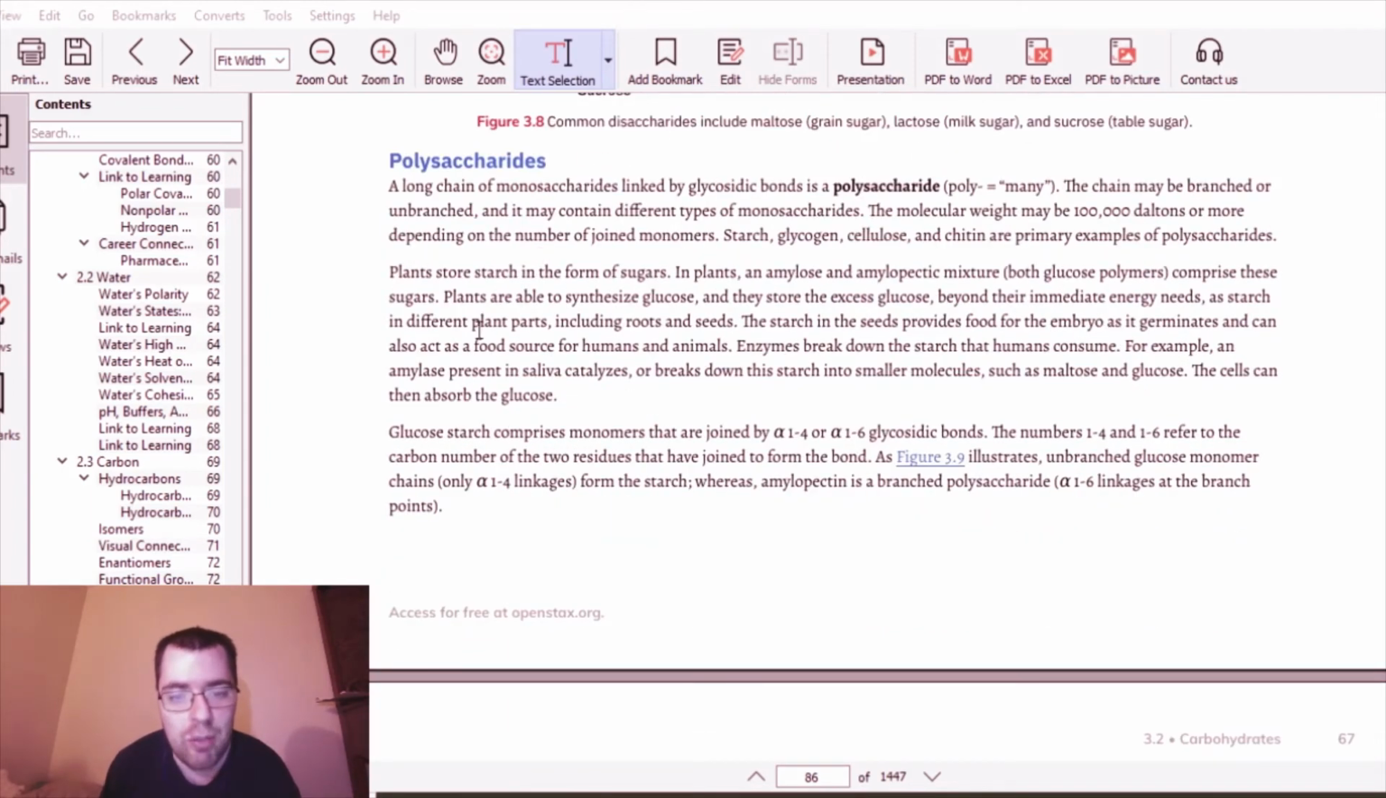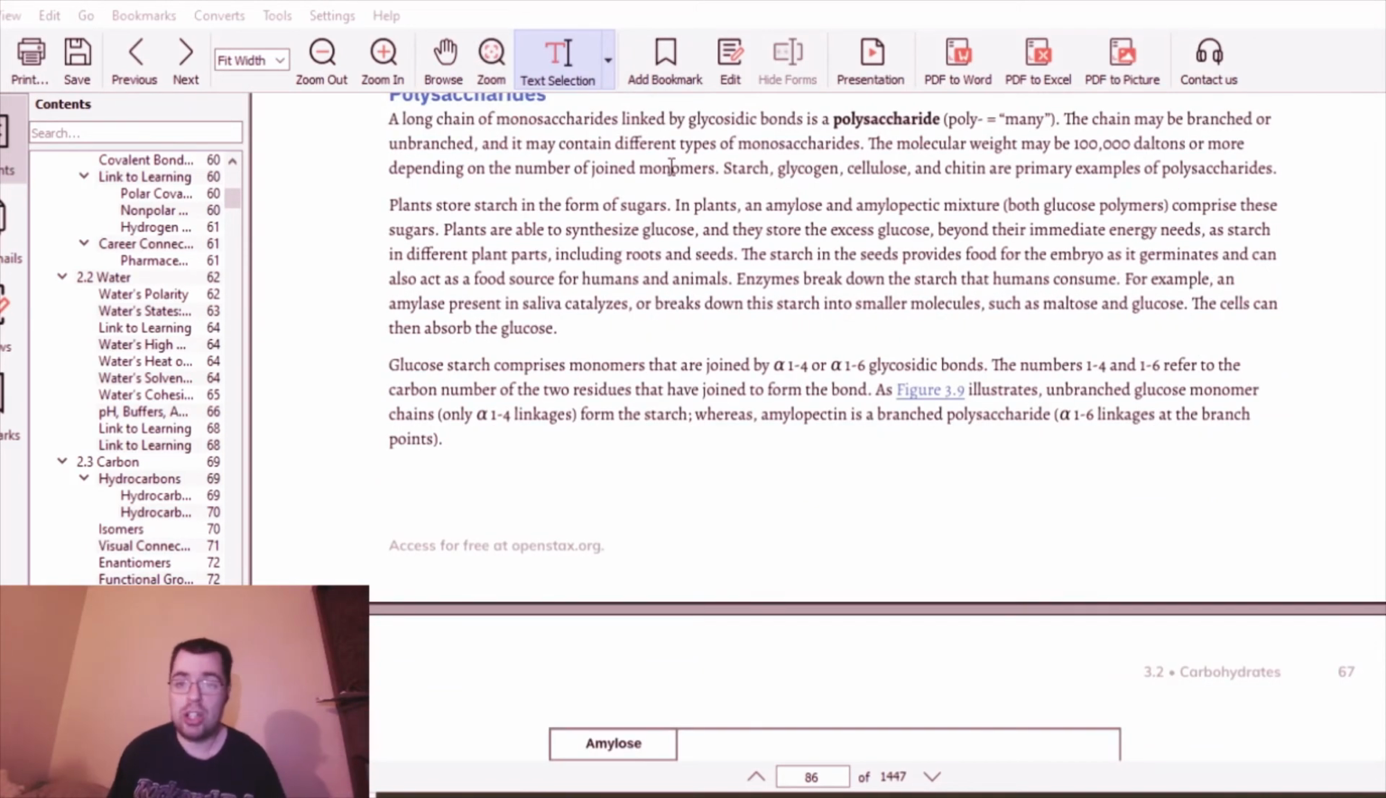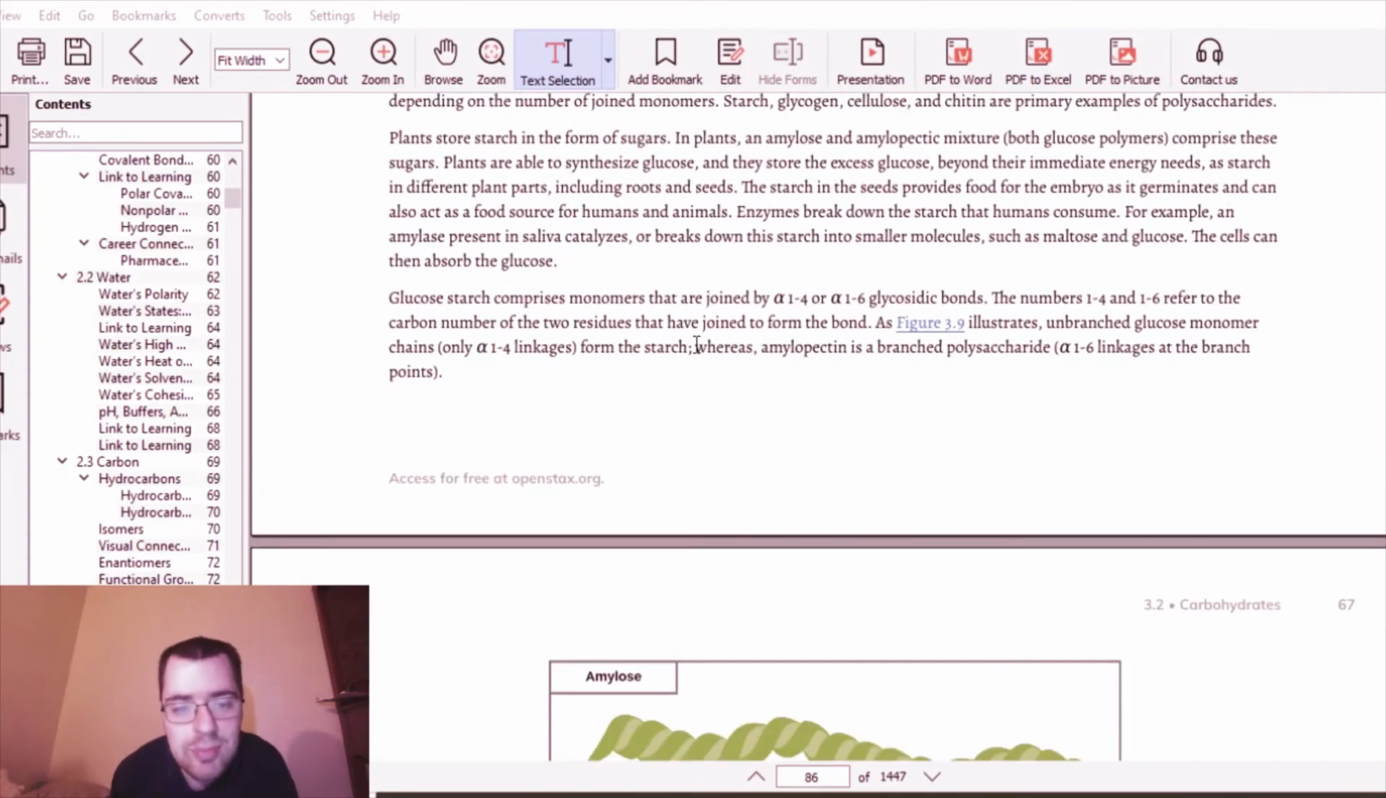Plants store starch in the form of sugars. In plants, an amylose and amylopectin mixture, both glucose polymers, comprise these sugars. Basically, starch is their way of holding sugar. We hold sugar as carbs, or we use sugars as carbs, hold as glucose and stuff like that. Glucose starch comprises monomers that are joined by alpha 1,4 and alpha 1,6 glycosidic bonds, which is hard to say.